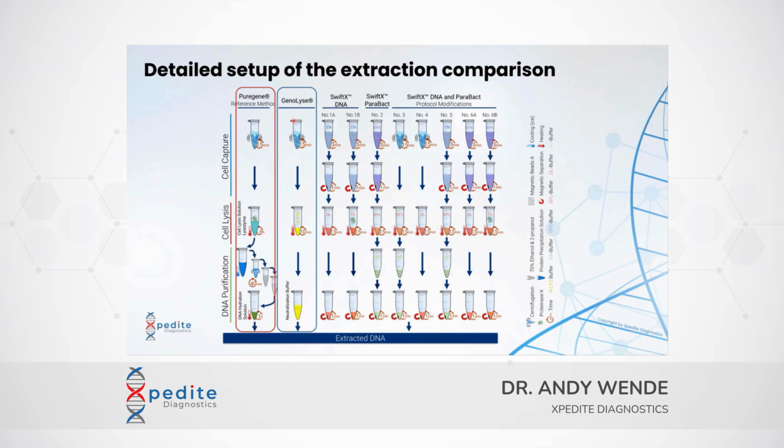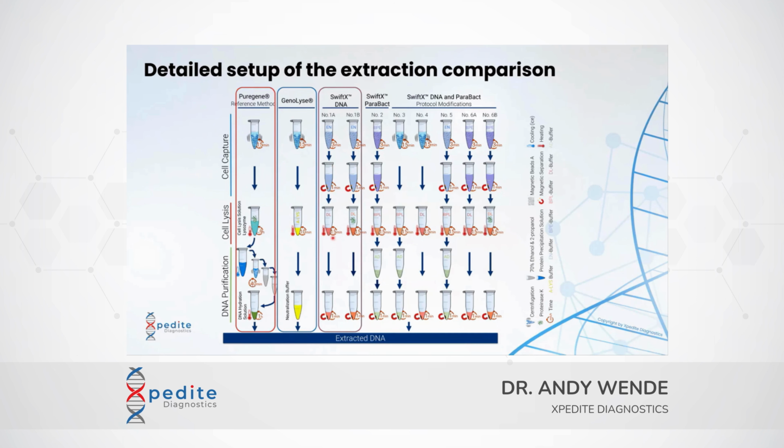So the blue frame is the Genolyze method. It also utilizes centrifugation for cell enrichment, cell capturing. And then it's a simple two-step process. First an alkaline heat lysis and then a neutralization. From our off-the-shelf products here at Xpedite Diagnostics, Tamaz tested Swiftex DNA, which uses the beads A, which I mentioned, and a certain capture buffer to magnetically capture and enrich mycobacterial cells. And this is this first step here, so no centrifugation in this case.